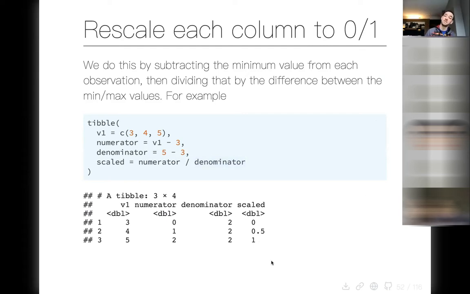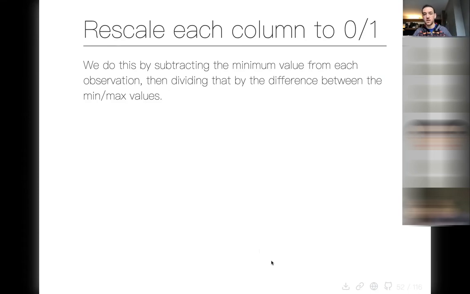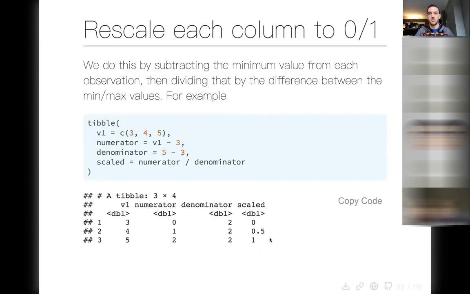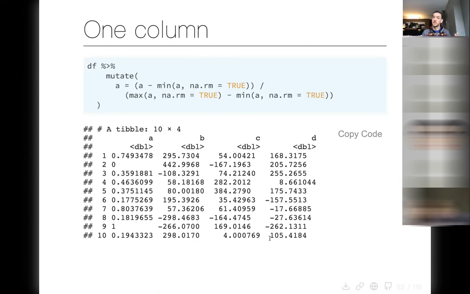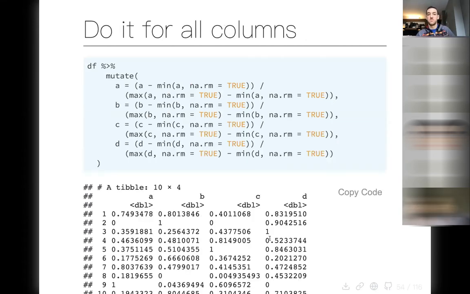So this might be something that we want to do to each of our columns back here. So we could do it like this. Here it is for column A, great. And then there it is for column B and C and D. And this is a very common thing that we do a lot. We have A minus the minimum of A divided by the max of A minus the min of A, and each of them has na.rm equals TRUE in it. And so it's a lot of copying and pasting.